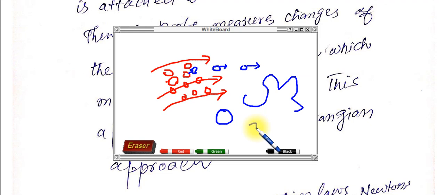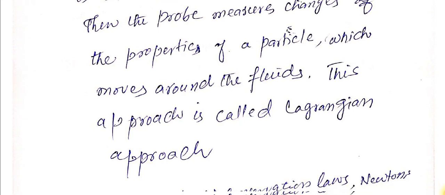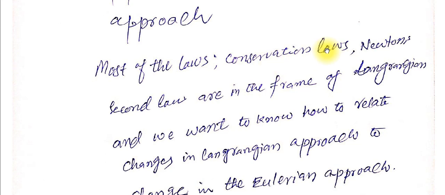Okay, so you can see, if it moves in this direction, your boat is also moving in this direction. And if it turns to the right direction, your boat also turns to the right direction, and you are just following the movement of the fish. Okay, so this approach is called the Lagrangian approach. Most of the laws, conservation laws, Newton's second law, are in the frame of Lagrangian, because in the Lagrangian approach you will see that it only changes with respect to time.